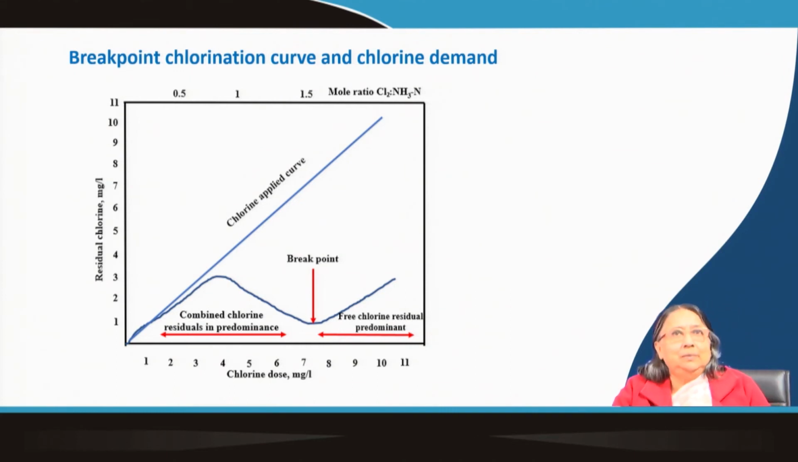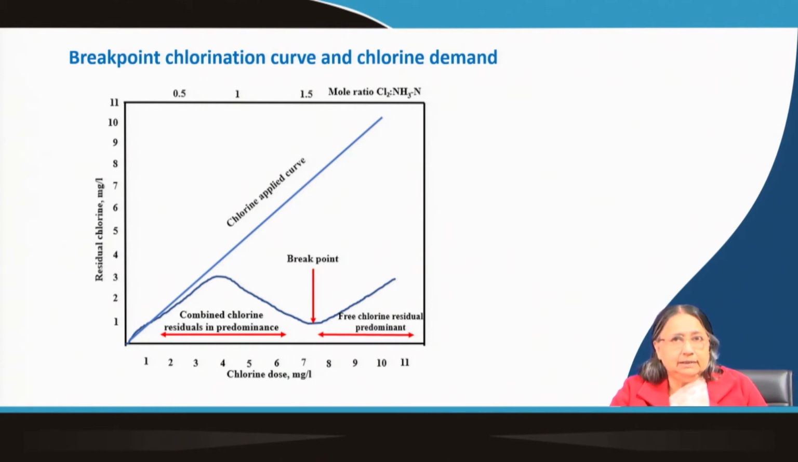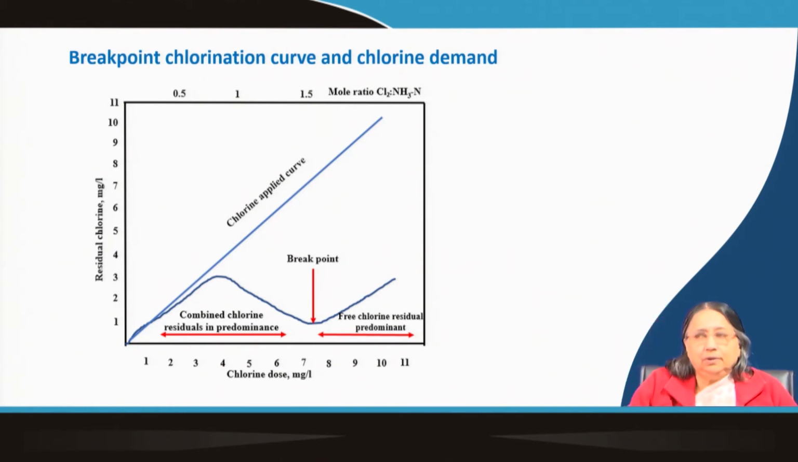So, this is the breakpoint chlorination curve and chlorine demand. We have to know this, then we can apply the proper dose. What are the different types of chlorine we can use? We can use chlorine gas, chlorine water, hypochlorite, bleaching powder, also hypochlorite, CaOCl2. So, this is also a source of hypochlorite.